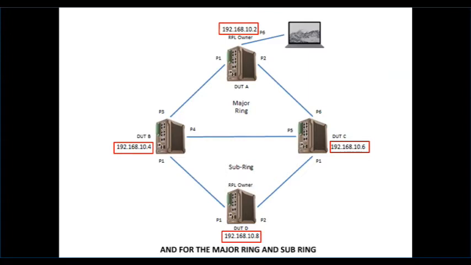And for the metering and subring, they must have their own RPL owner. So for the metering, we set device A as the RPL owner, and for the subring, we set device D as the RPL owner. And of course, they also have their own blocking port.